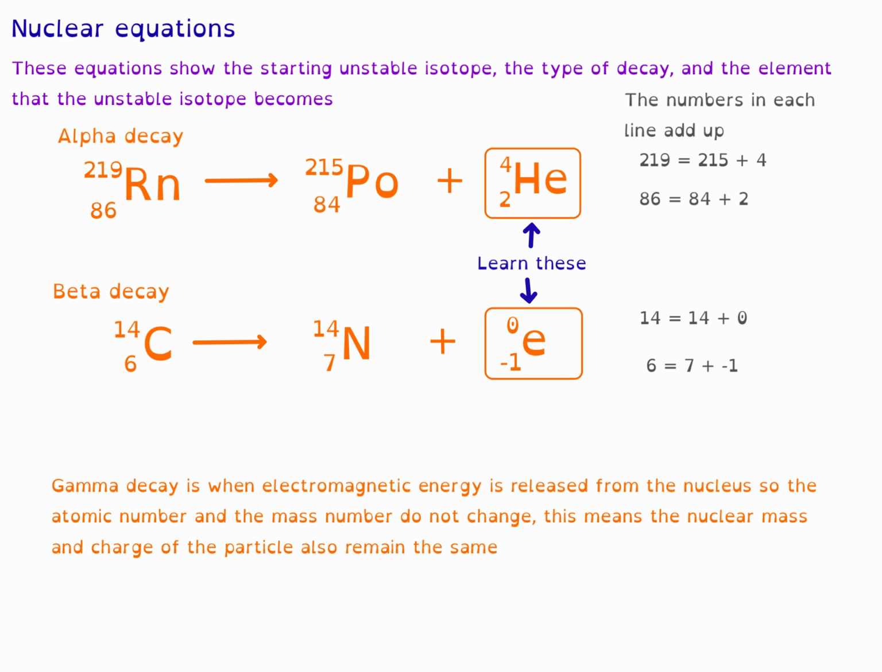Gamma decay is when electromagnetic energy is released from the nucleus, so the atomic number and the mass number do not change. This means the nuclear mass and the charge of the particle also remain the same.